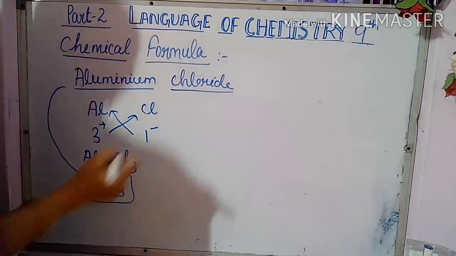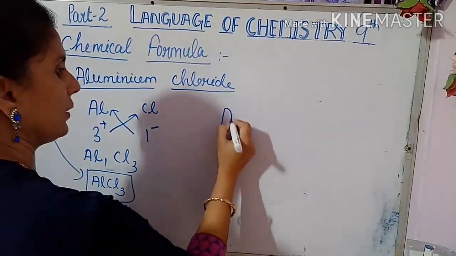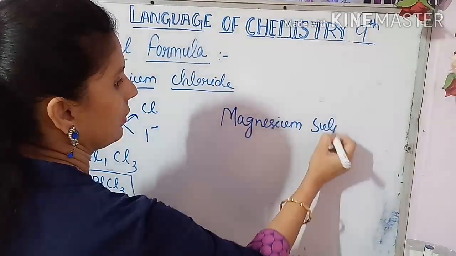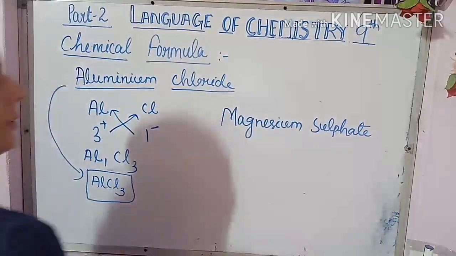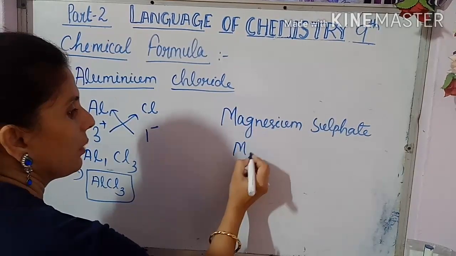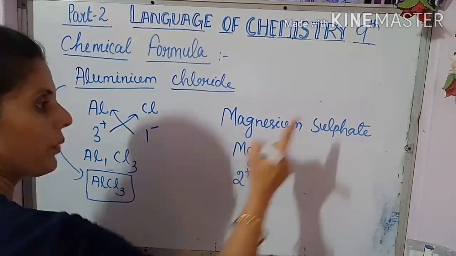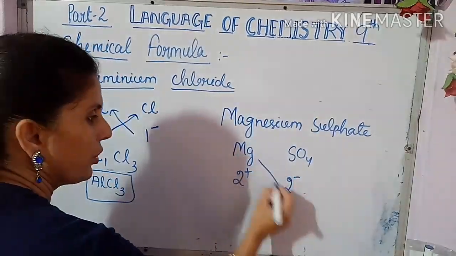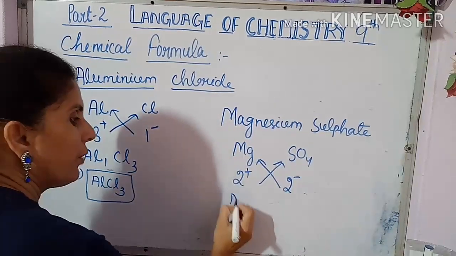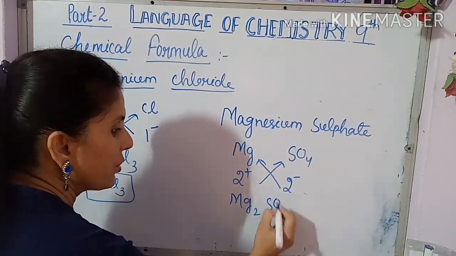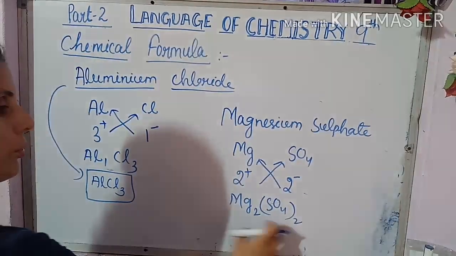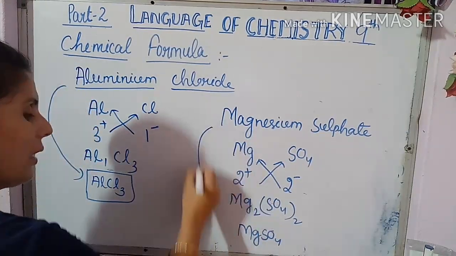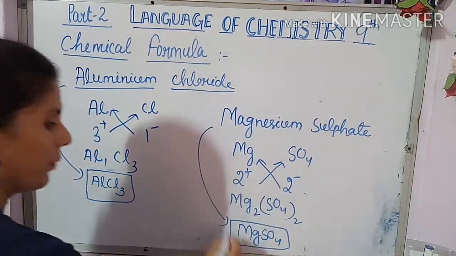Now next we can see magnesium sulfate. So what is the formula symbol of the magnesium? Mg. Valency 2 plus. Sulfate, SO4. Valency 2 minus. Same procedure, follow, exchange that. So you will get Mg2SO4. You have to put the bracket 2. So 2 are the same, no need to write. That is MgSO4. So this is the final formula of magnesium sulfate, MgSO4.